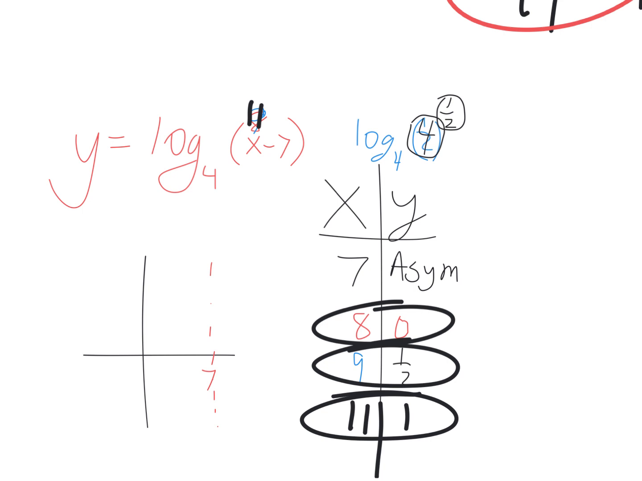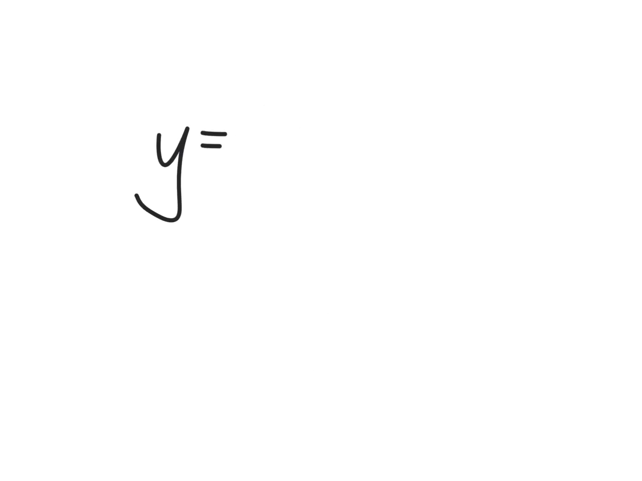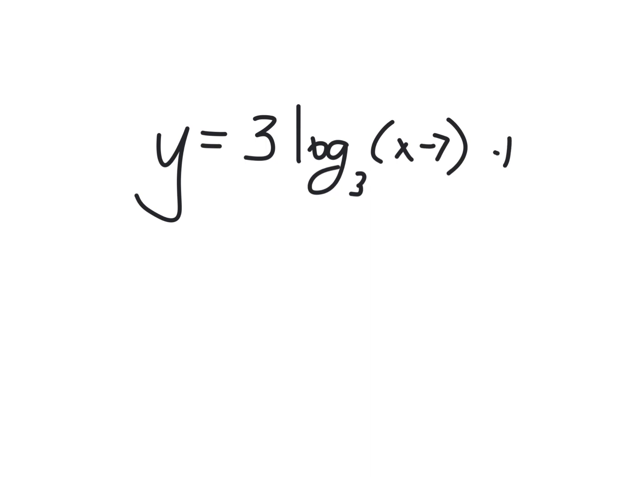Okay, so let me just show you how gross they could get. Imagine a world where it's 3 in the front, then a log base 3, and then an x minus 7 on the inside. And then a plus 6. Holy crap, we'd have to do that? Maybe. Maybe it wouldn't be quite this bad.